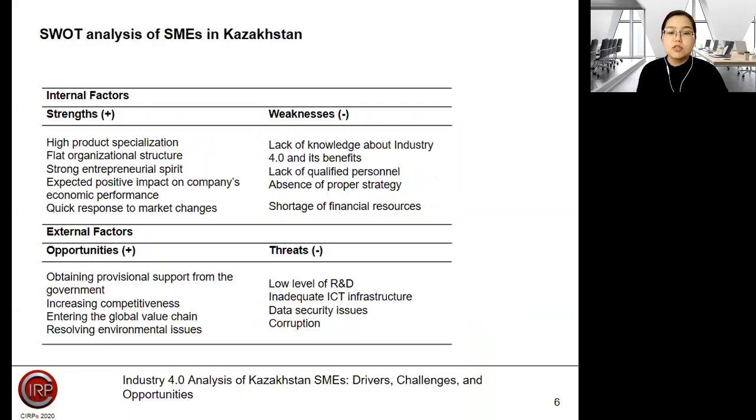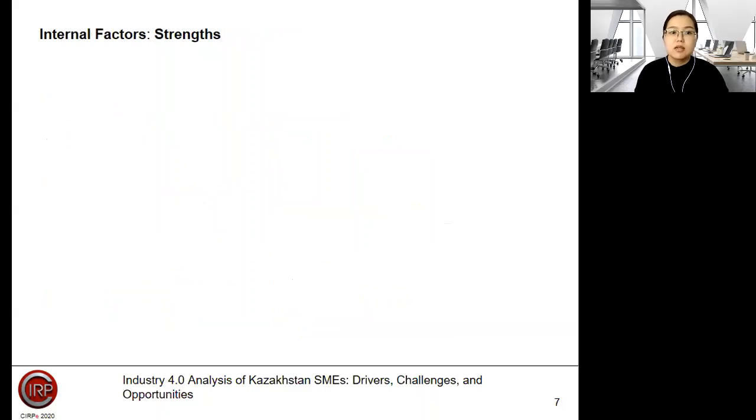So moving to the main analysis part, let me present the SWOT analysis, and of course we'll go through each factor, first the internal ones, strengths and weaknesses, moving to the external opportunities and threats. So let's start with the strengths then.